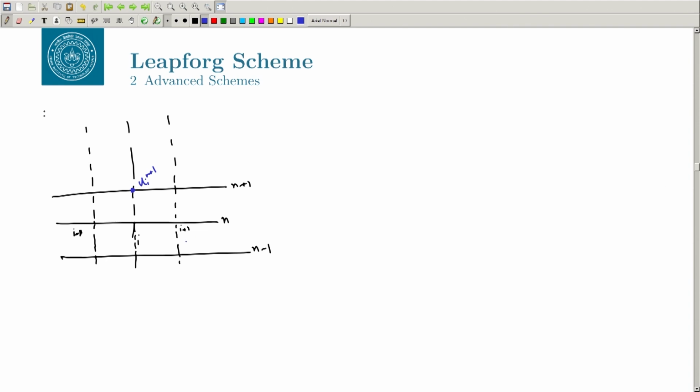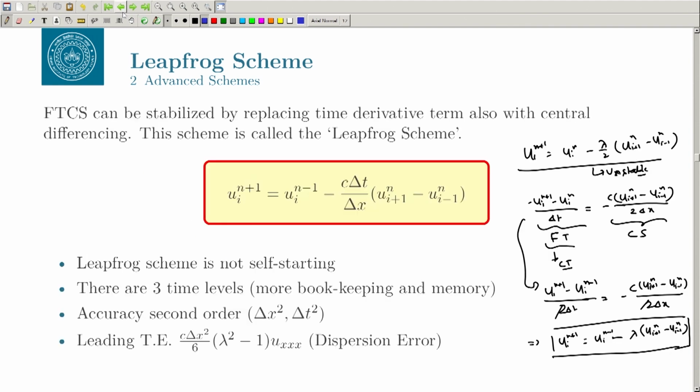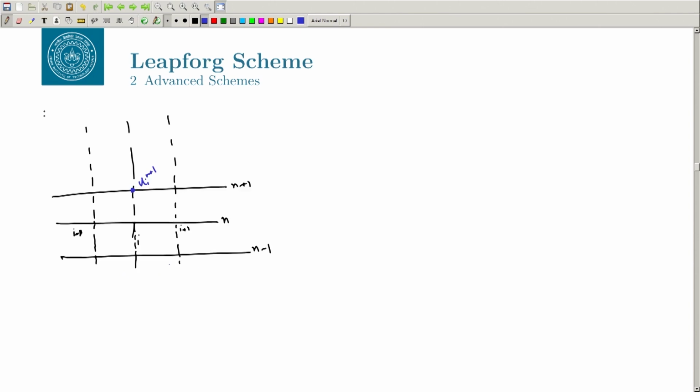So, what are the instances that are participating in this? You can see this is u_i^(n-1) and then u_(i+1)^n and u_(i-1)^n. So, these 4 will participate in getting the value at u_i^(n+1). And interestingly, you will see that u_i^n does not participate in this.